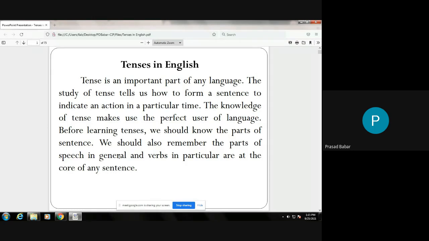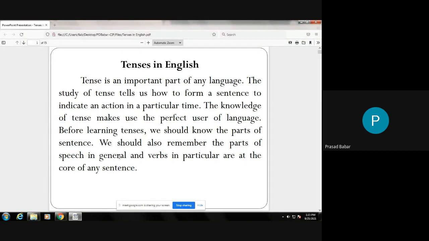Before learning tenses, we should know the parts of a sentence. So before learning the tenses, we should know what the parts of a sentence are, the parts related to the sentences. Okay, we generally construct or form the sentence with the help of its parts. So how many parts are there, that we will learn in the further chapter.